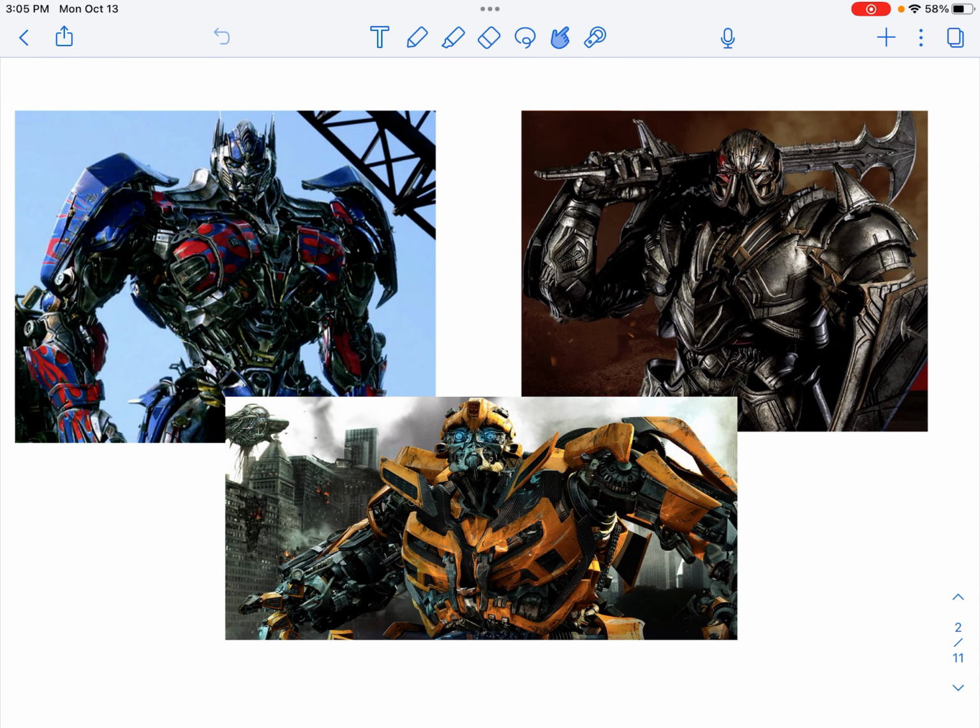So these are transformers, and you all probably know about these. Transformers just change from vehicles to robots and back. Like Optimus Prime is a semi, and he changes into a robot. Bumblebee, depending on which one you're talking about, is a bug, or changes to a Camaro in another one. So anyways, those are transformers, and they change.